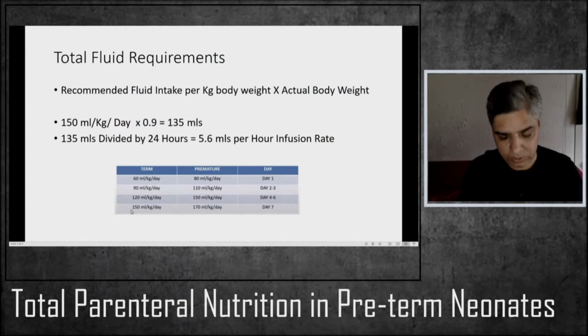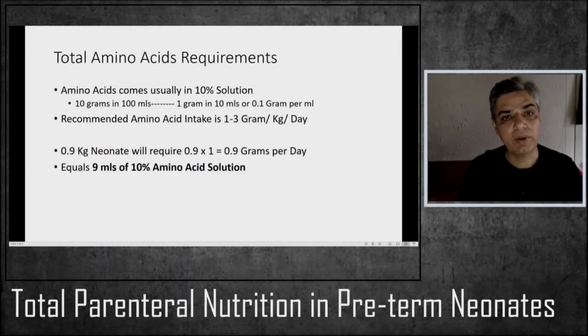Okay, so this is the first step: we have now calculated the fluid requirement for the 24 hours. Now in step 2, we'll go on and calculate the amino acid requirement. Remember, we cannot give proteins as protein molecules to the baby, because large molecules in the blood can invoke a severe allergic response.